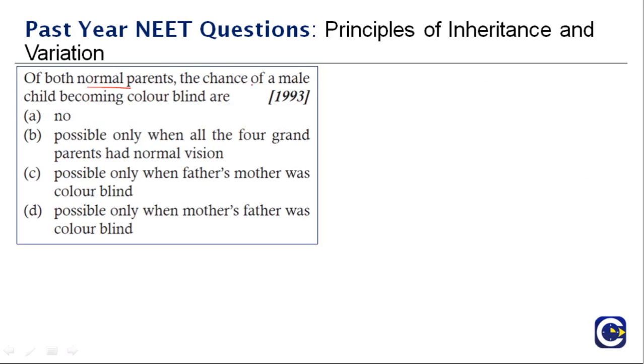Of both normal parents, the chance of a male child becoming color blind are... So what are the chances of a male child becoming color blind? Both the parents are normal, they don't show the disease. The male child will have the composition X, Y. Definitely the father is normal, because the child takes the Y chromosome from him. So the X comes from the mother and the Y comes from the father.